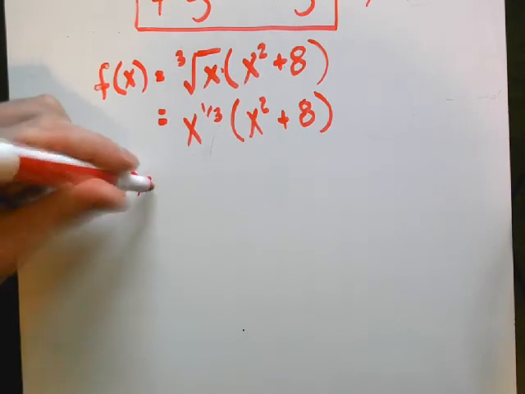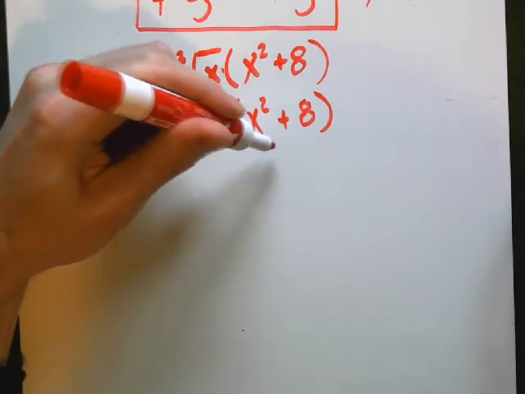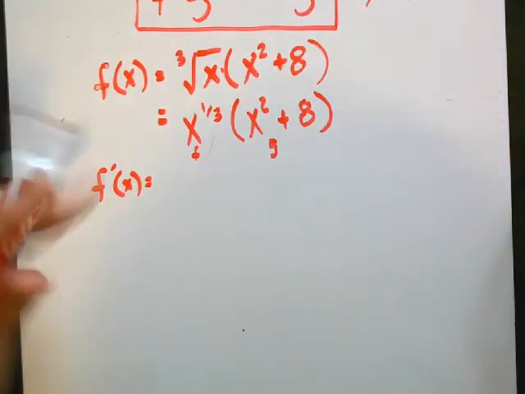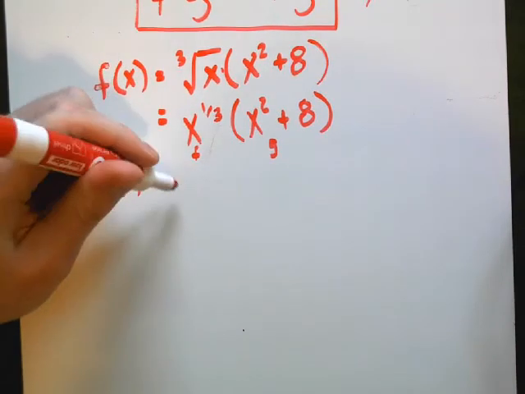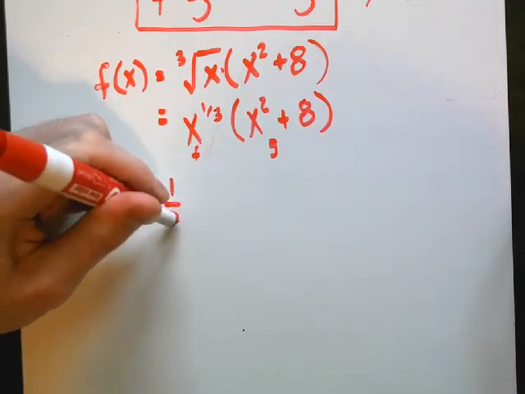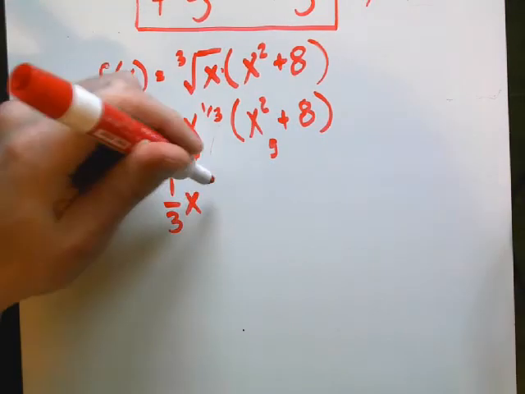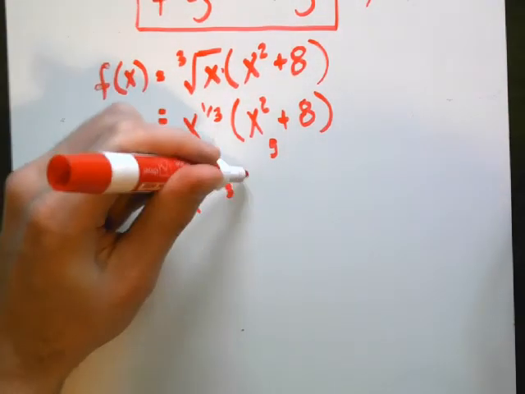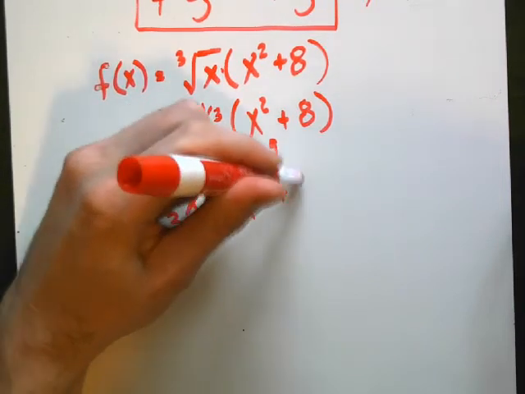I'm going to say f prime, our derivative, is the same thing as, so let's label this our f, let's label this our g, okay? So f prime times g plus f times g prime, so let's do f prime. So it's going to be 1/3 x to the 1/3 minus 1, which is going to be negative 2/3, okay? So that's f prime times g, which is x squared plus 8.